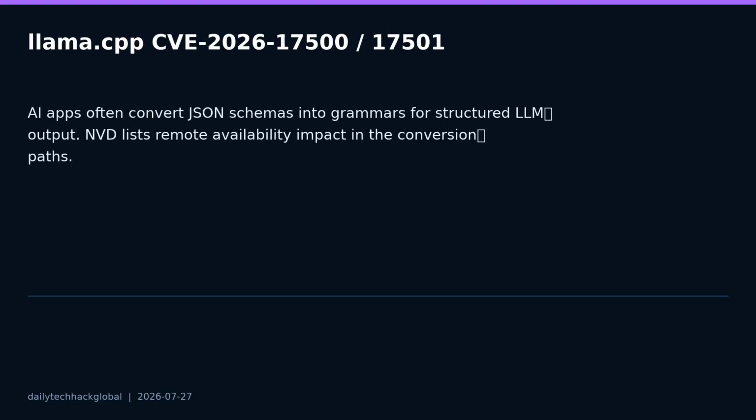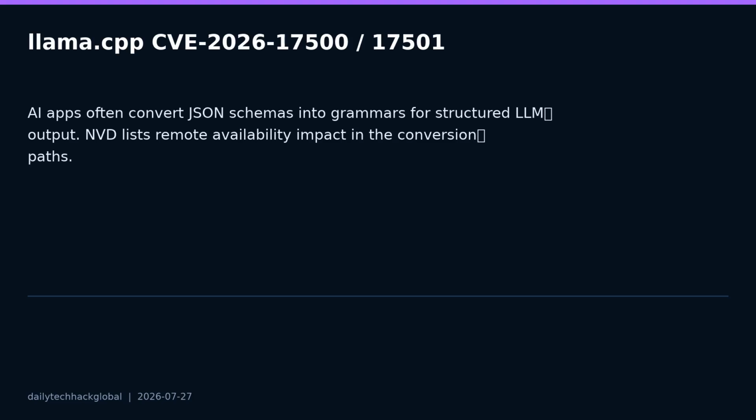CVE-2026-17500 involves the _visit_ pattern handling in common/JSON schema to grammar.cpp and can lead to a null pointer dereference. CVE-2026-17501 involves the JSON schema to GBNF transformation path and can lead to resource allocation impact. The NVD entries describe remote attack reachability, no required privileges, no user interaction, and availability impact.